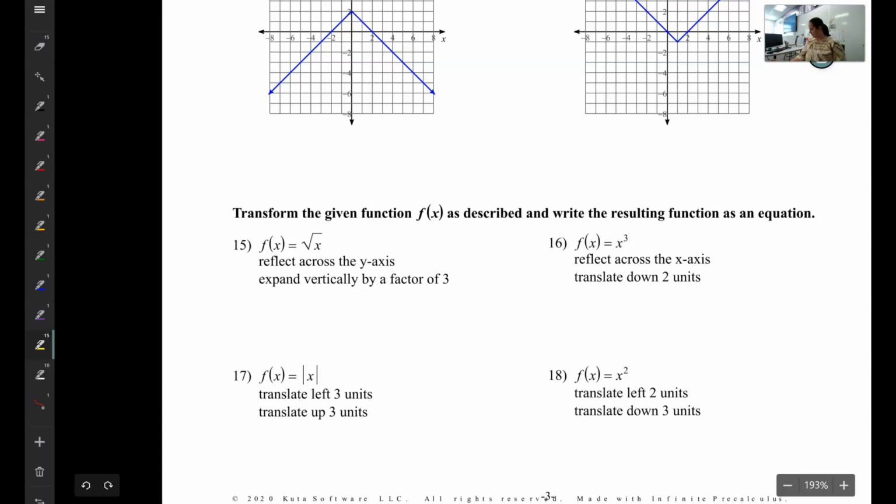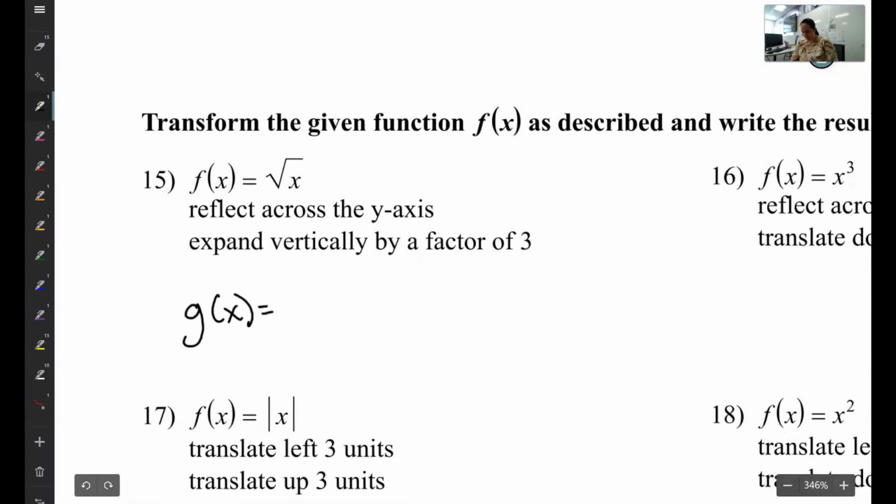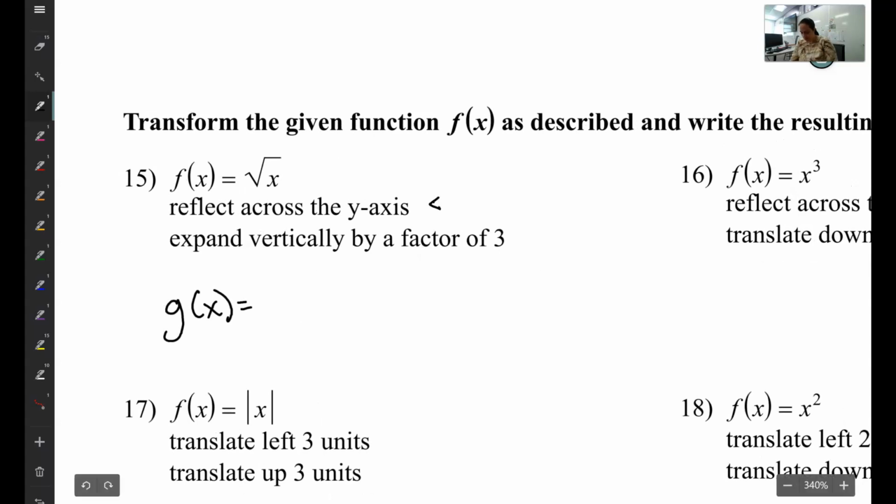Let's go back to this bottom part, last part. It's basically the same thing we were just doing, except we get to skip a step. They already give us the steps listed out. We just need to do the equation. So I'm going to start with g of x equals, if I want to reflect across the y-axis, that's side to side. So I'm going to have a negative on the inside of my root.